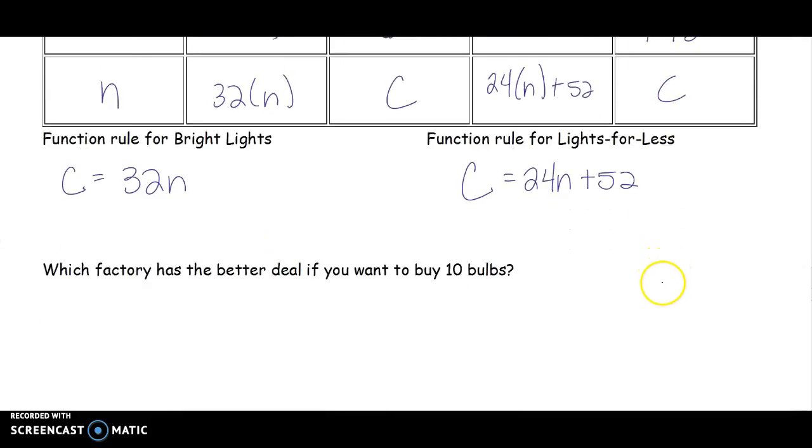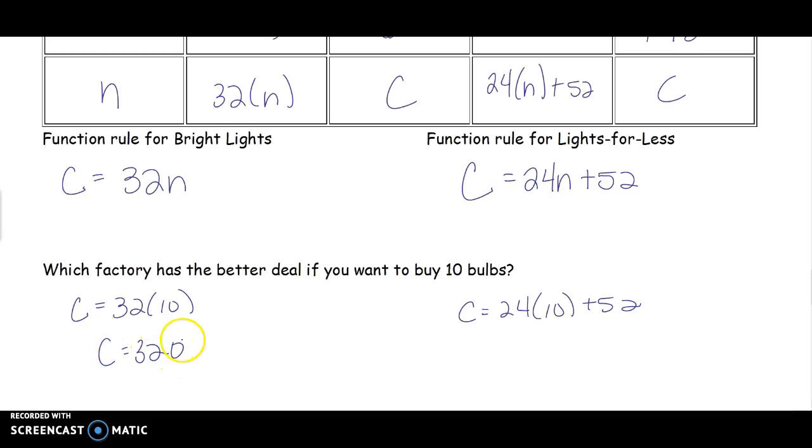If you wanted to buy 10 bulbs, which one would you go with? So we don't know the cost, but we know we want to buy 10. So if we substitute 10 in for N, we would say 32 times 10 is $320. They must be LED or something. 24 times 10 is $240 plus $52, which gives you $292. So really, Lights for Less is cheaper when you buy bulk, so more.